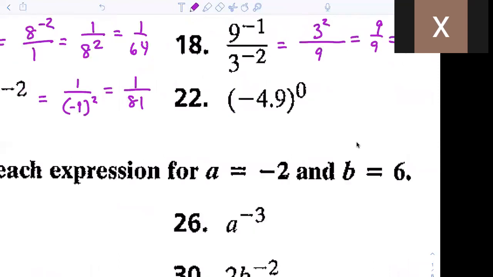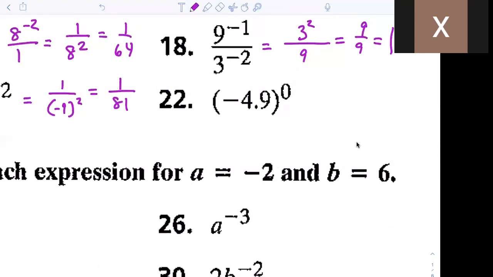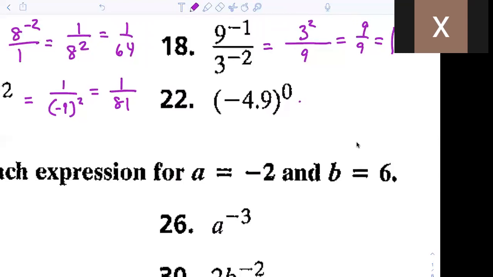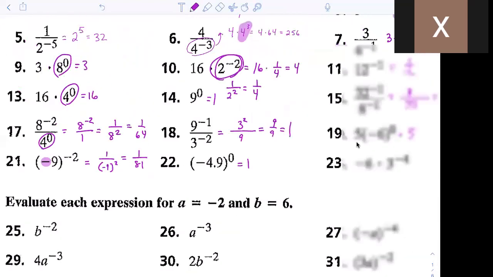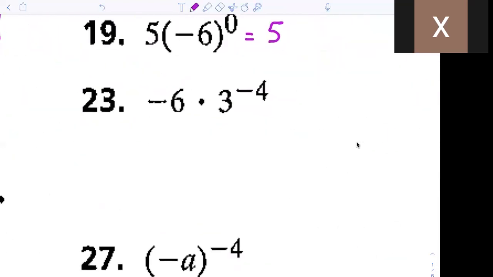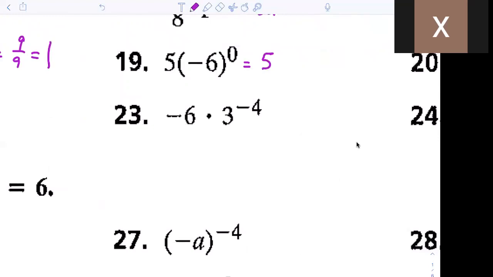All right, so here we go. Hold up. Mr. Danzy, number 22. Yeah, attaboy. All right. 1 is correct. All right, here we go. 23. So how am I going to set up 23? All right, I'm listening. Go.